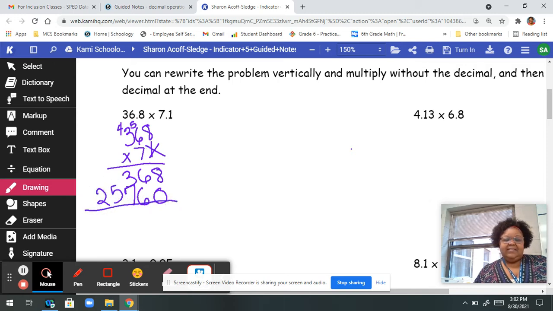And now I'm going to add these together. Y'all remember this. 8, 6 and 6 is 12, carry my 1. 7 plus 3 is 10, and 1 is 11, carry my 1. 5 and 1 is 6.